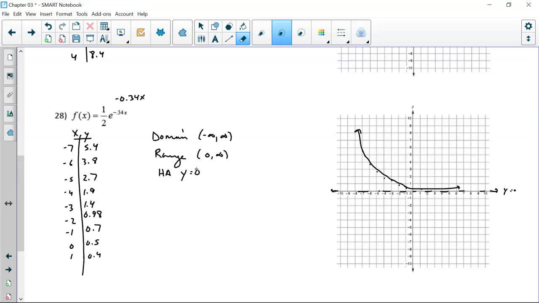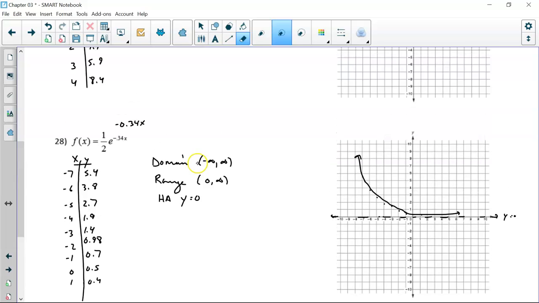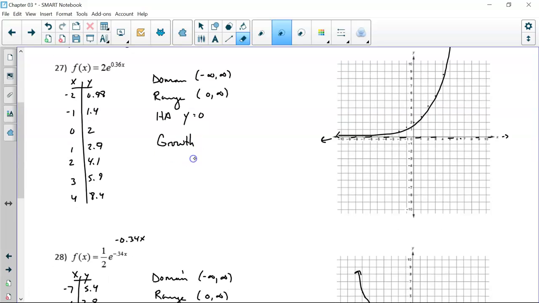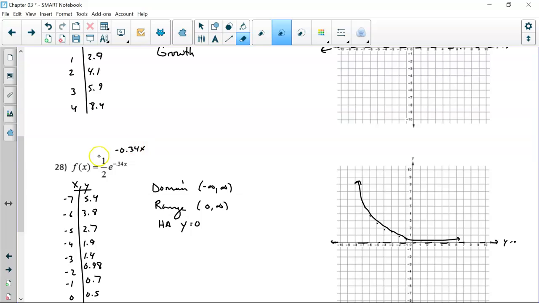Now keep in mind, for number 27, you can see it's rising from left to right. This is growth. And for this one, because it's falling from left to right, it's decay.